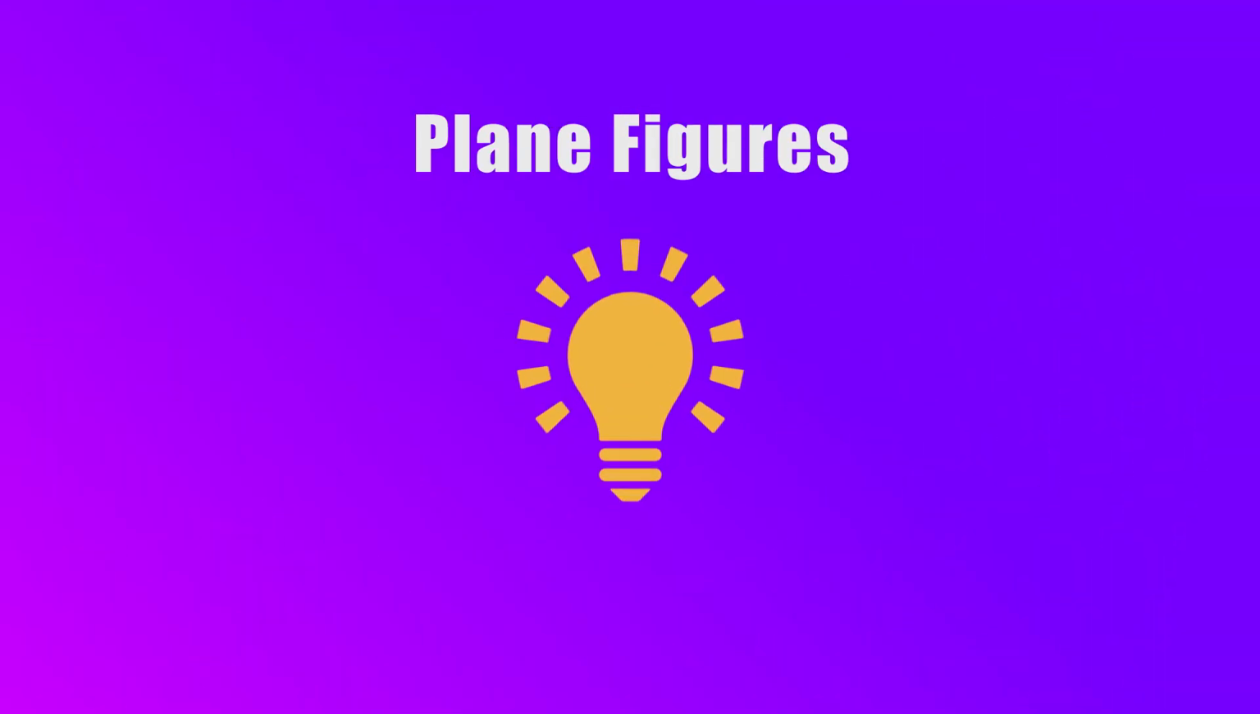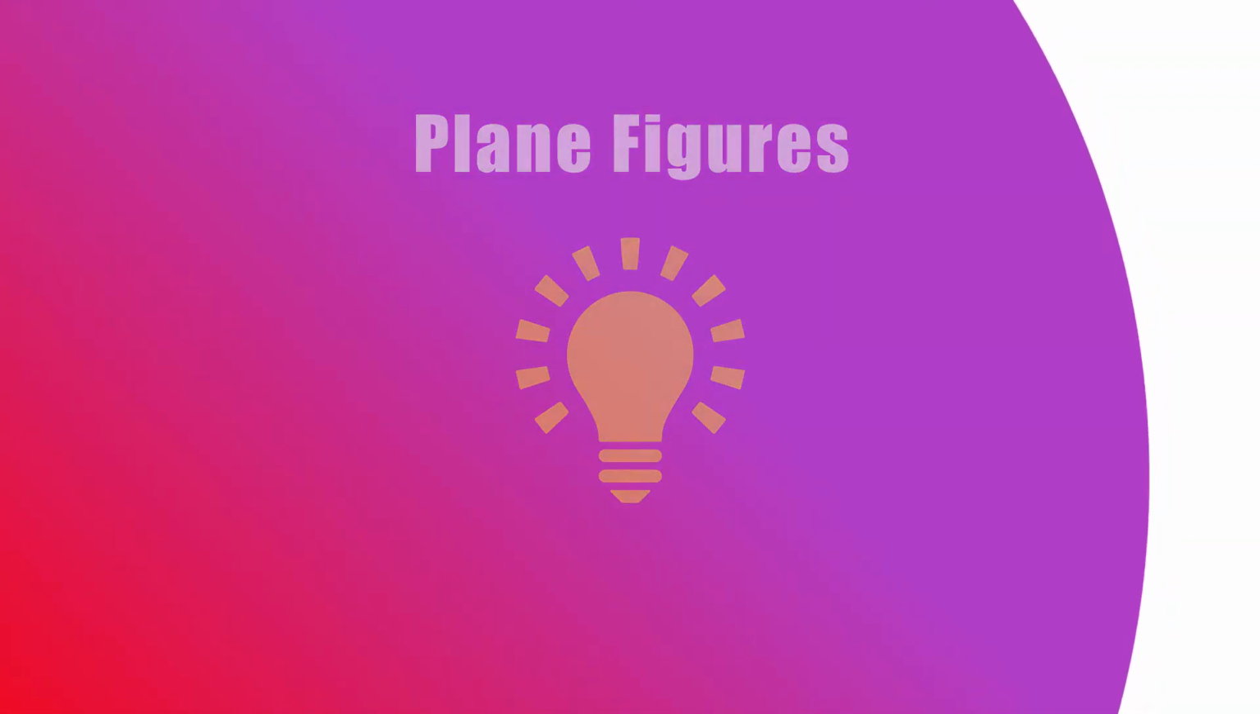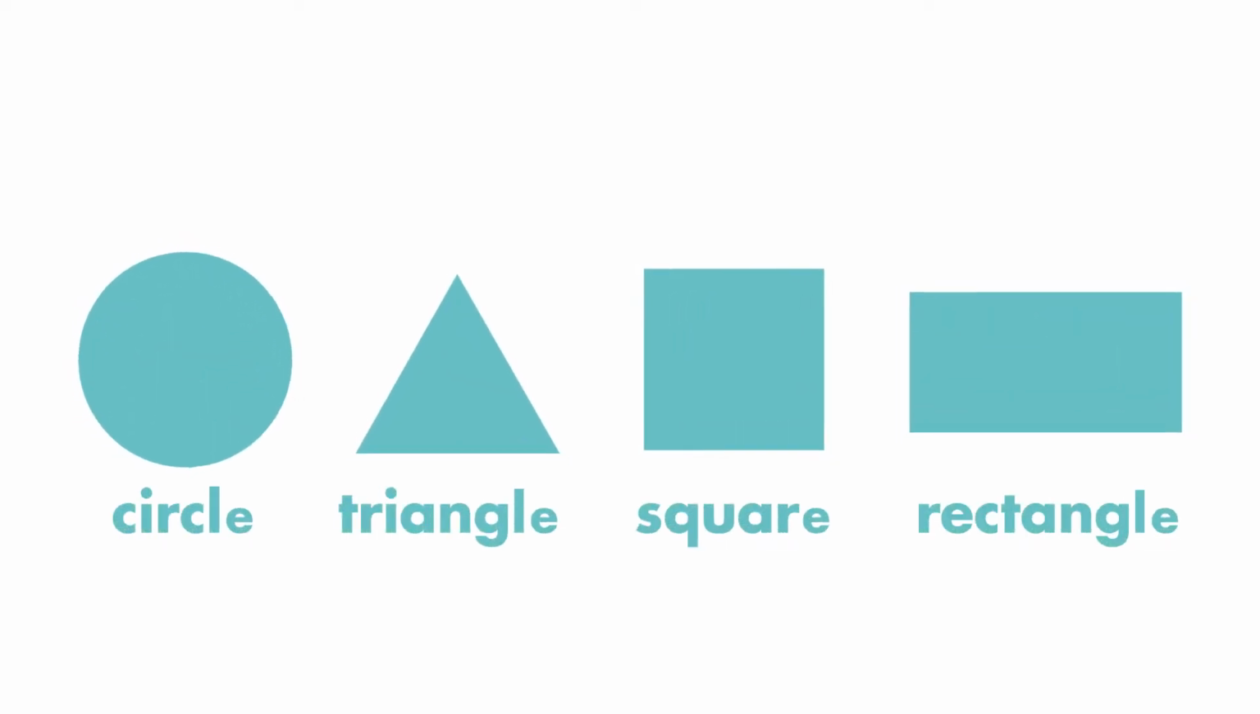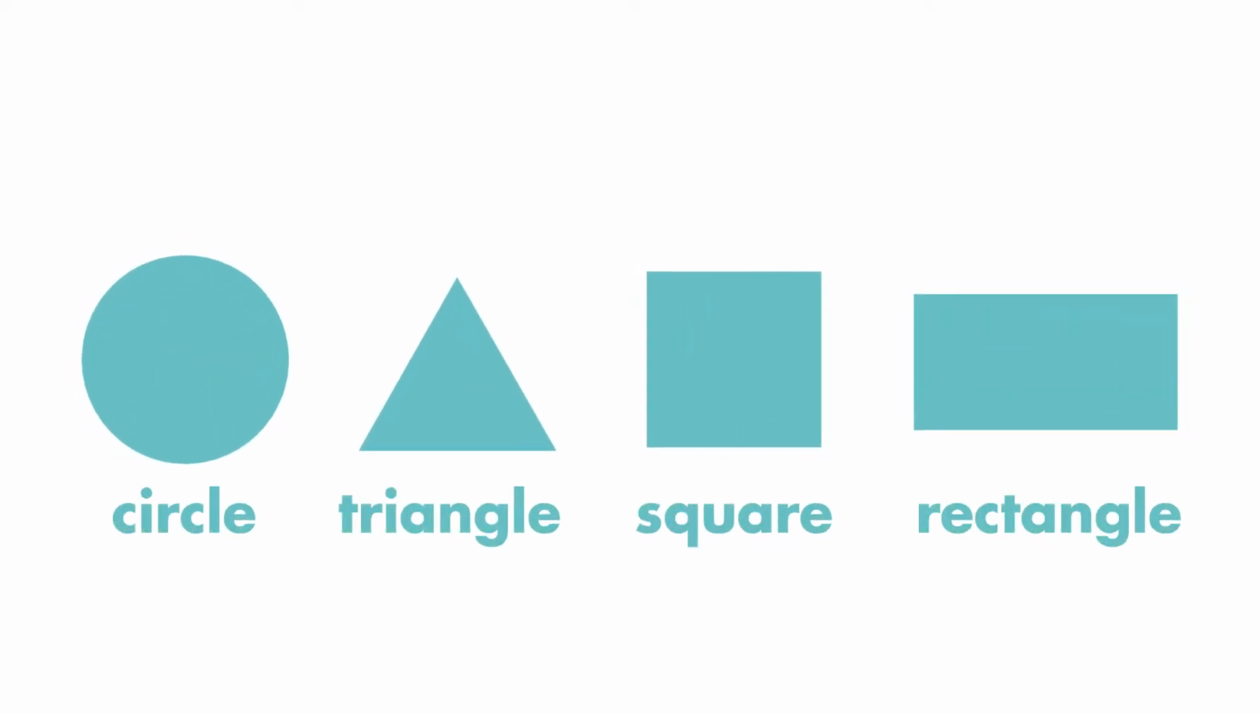Hello! In this video, we will learn about different types of plane figures and the names of their parts. A plane figure is a flat surface. A circle, a triangle, a square, and a rectangle are all plane figures.